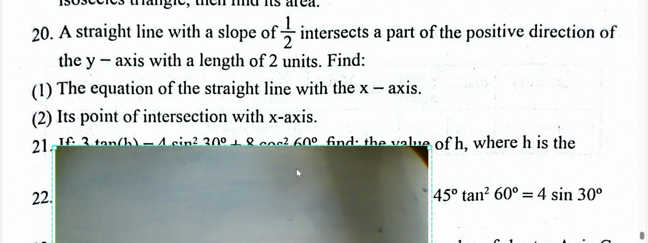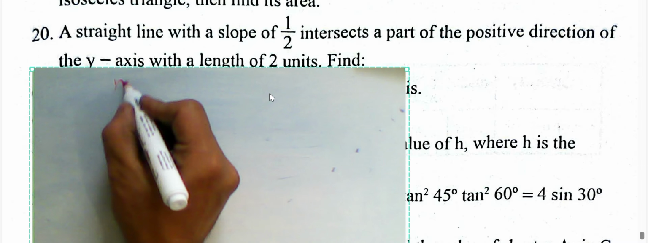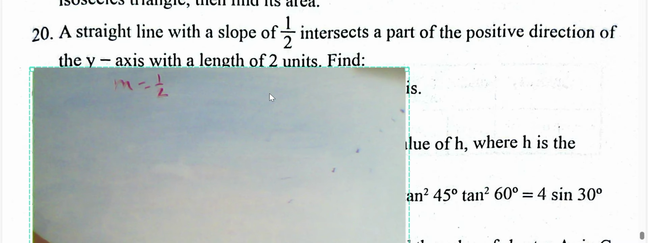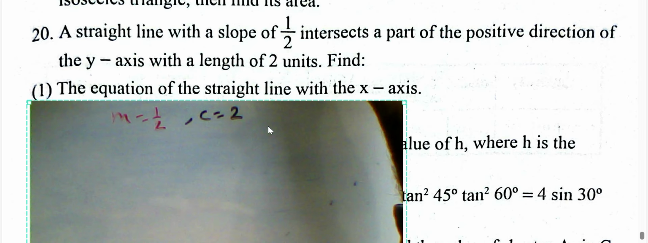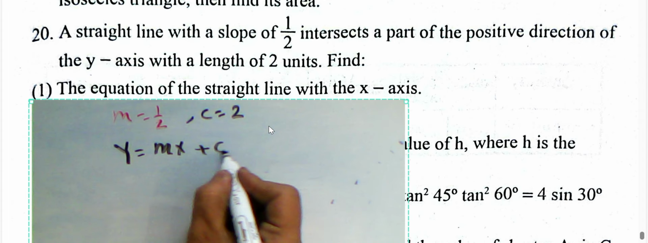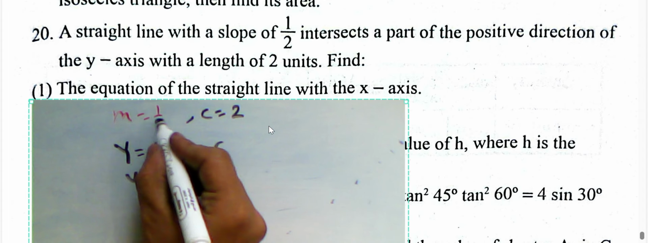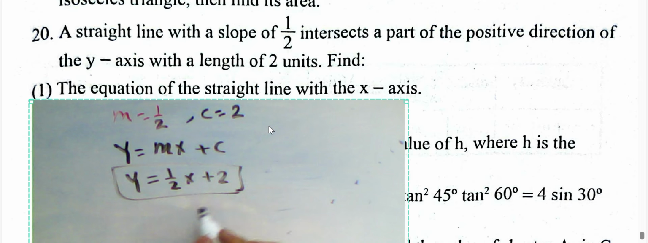Number 20. A straight line with slope half, intersecting the positive part of the y-axis at length unit 2. The constant was 2. The equation is y equals mx plus constant, so the equation is y equals half x plus 2.